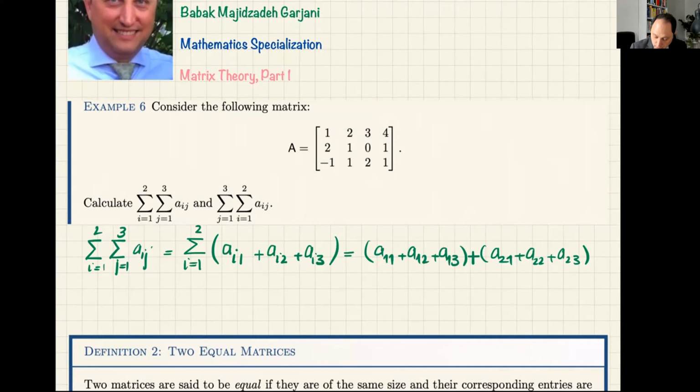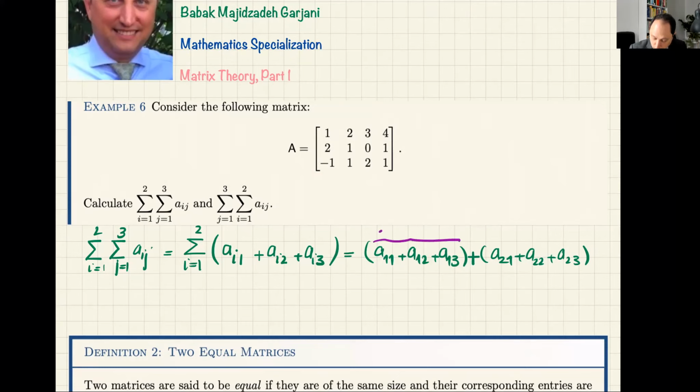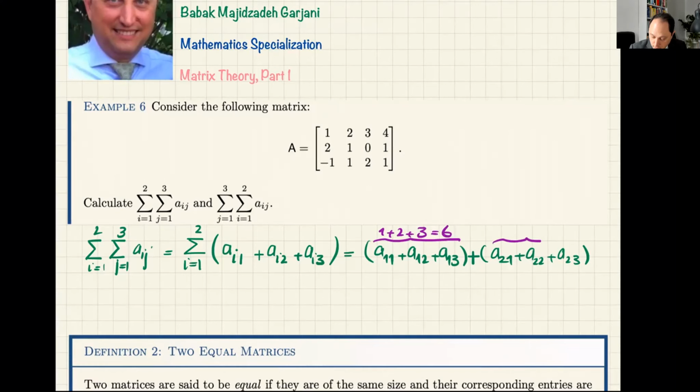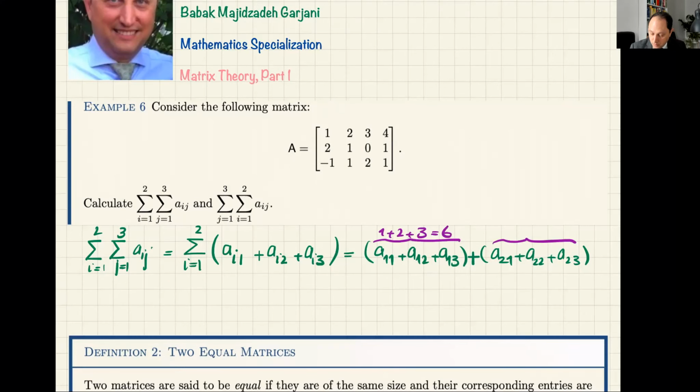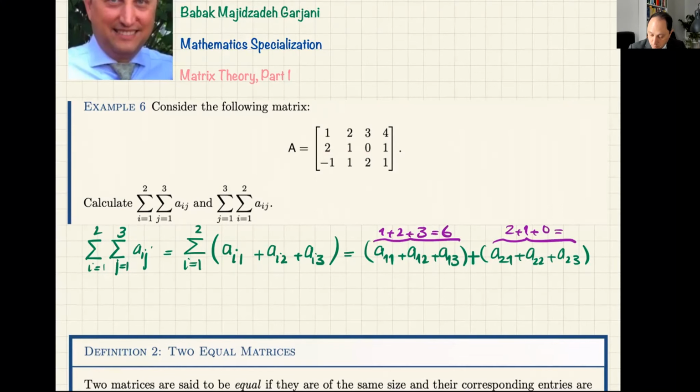So the answer here, let me write on top to save some space. This becomes 1 plus 2 plus 3, which is 6. And then here, these are on the same columns, 1, 2, and 3, but all of them lie on the second row. So these are 2, 1, and 0. If I add them, it becomes 3. And now if I add these two numbers, finally my answer is 9.